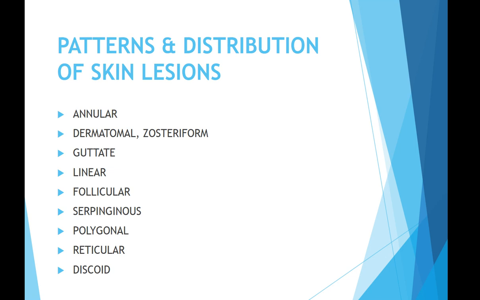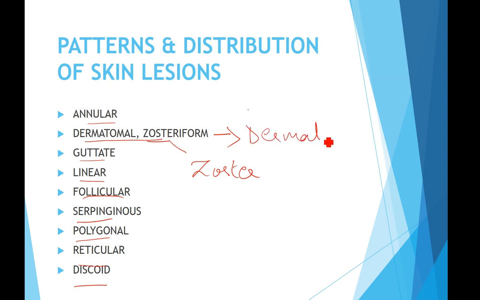Now, the patterns and distribution of these skin lesions. There are certain patterns and certain distributions of these skin lesions. We have annular, dermatomal, zoster-form, guttate, linear, follicular, serpentinous, polygonal, reticular, and discoid. So first, going with this dermatomal or zoster-form. As you can see, this is zoster-form. You can remember zoster, right? It means it is only in a certain dermatome.